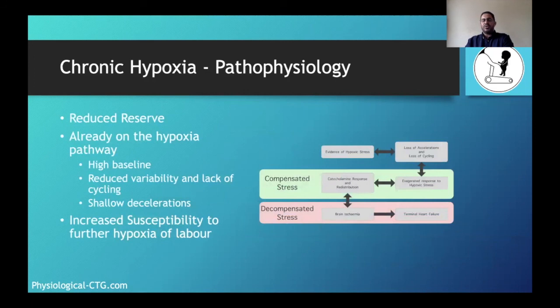Chronic hypoxia is always about thinking chronic hypoxia, because the babies that come with reduced reserve, many of them would complain that they're not moving very well or reduced fetal movements, but actually the majority complain of absolutely nothing. They're absolutely fine. But once they start contracting, you start showing the gradually evolving hypoxia pathway. And because they have reduced reserve, they can actually jump between steps fairly quickly.